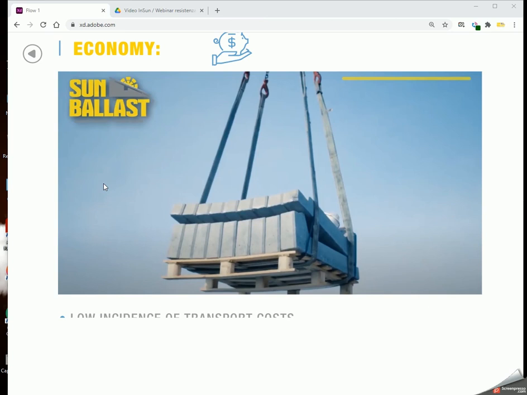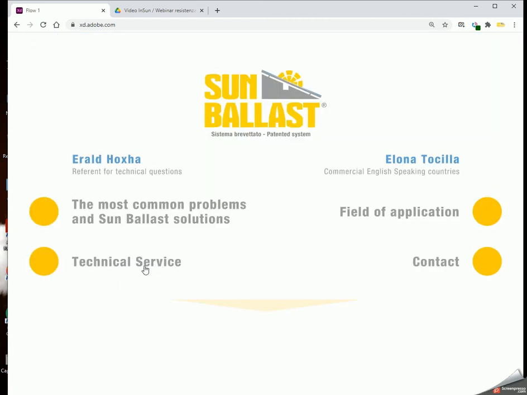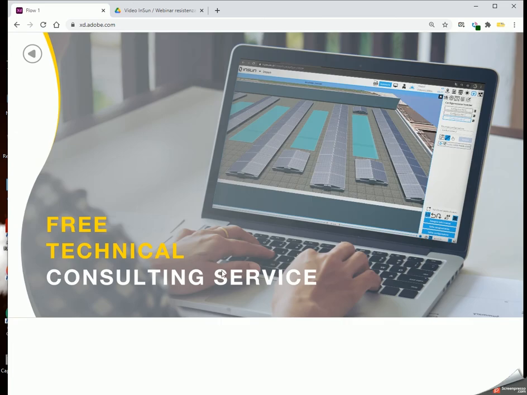So, this is another plus of the system. Now, after having explained all the related points to the Connect system, let's talk about the technical service. The technical service that Sun Ballast offers is very important. Now, Erald will explain in detail how we are formed, how many technicians we have, and so on.